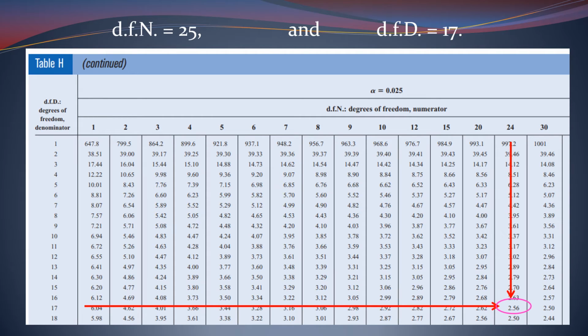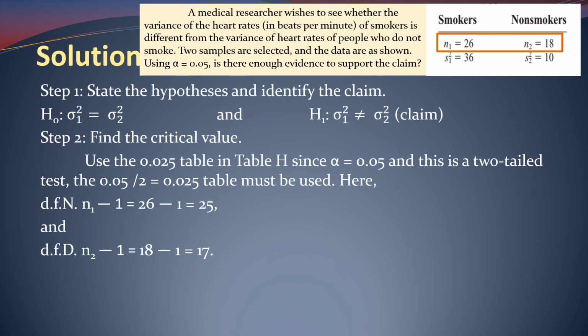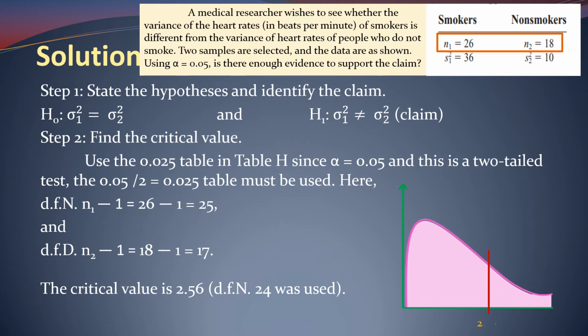So, we have 2.56. Our critical value is 2.56, wherein ang ginamit nating degrees of freedom numerator is 24. Andyan yung 2.56 sa ating curve, and ang shaded region is yung ginamit natin na 0.025.